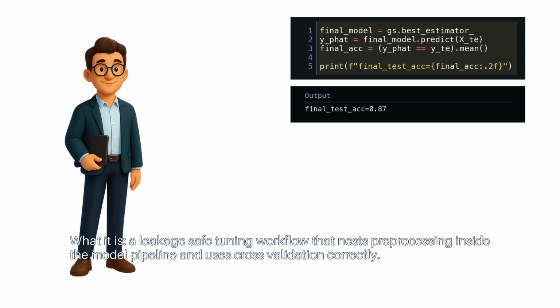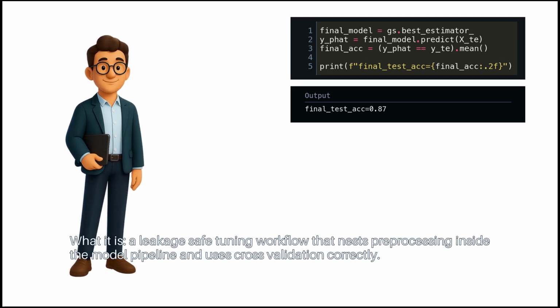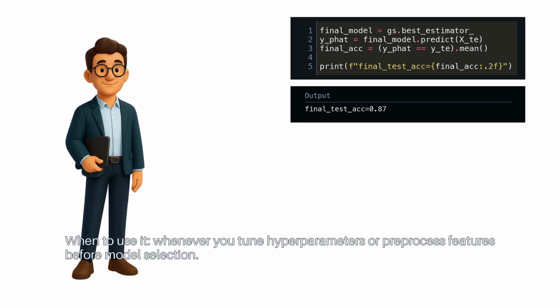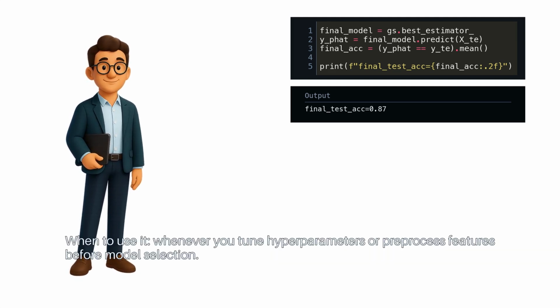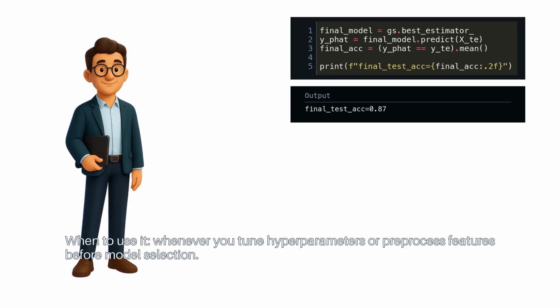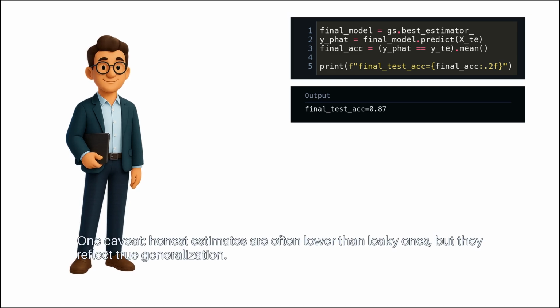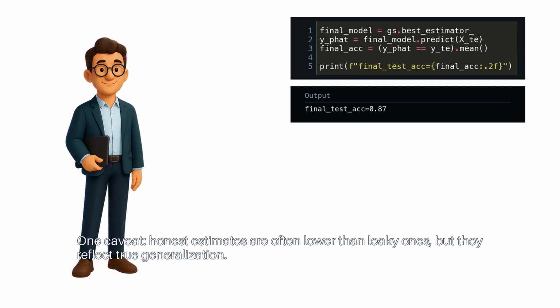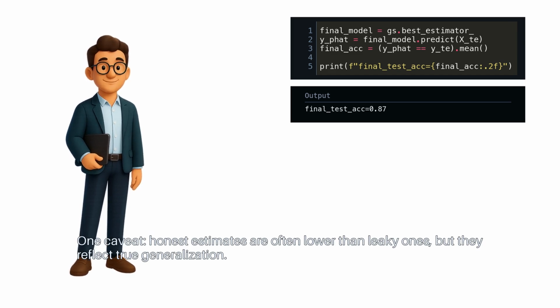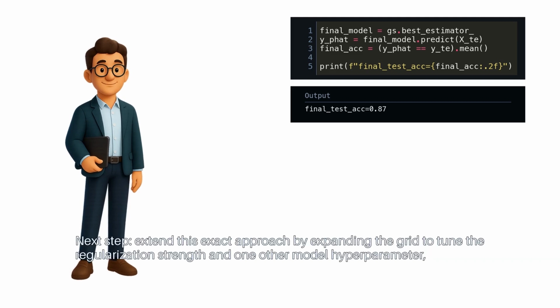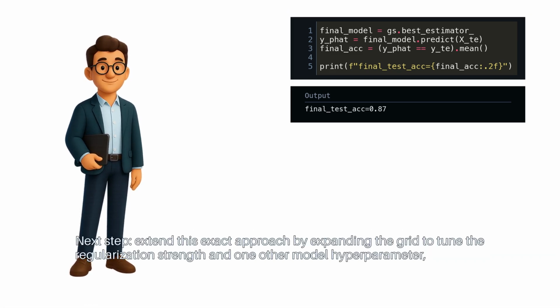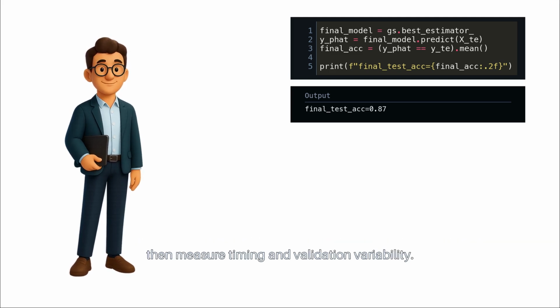Recap. What it is: a leakage-safe tuning workflow that nests pre-processing inside the model pipeline and uses cross-validation correctly. When to use it: whenever you tune hyperparameters or pre-process features before model selection. One caveat: honest estimates are often lower than leaky ones, but they reflect true generalization. Next step: extend this exact approach by expanding the grid to tune the regularization strength and one other model hyperparameter. Then measure timing and validation variability.